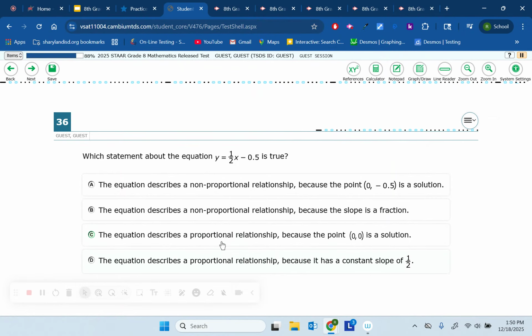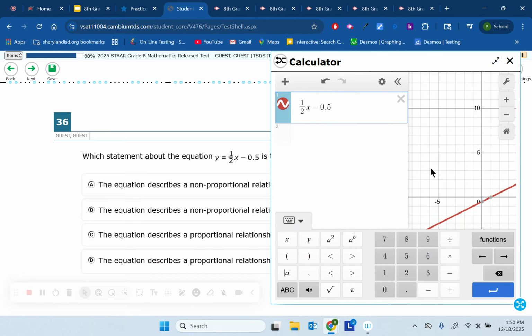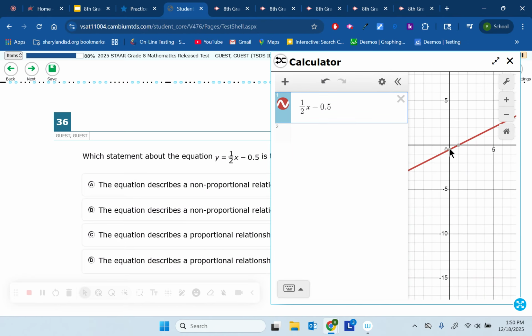A proportional relationship would be graphing through the origin. So you would just literally put in what I see: 1 half x, use that keyboard, minus, just the way you see it, 0.5. And notice that your y-intercept is not crossing the origin. And this graph goes one up to the right, one up.